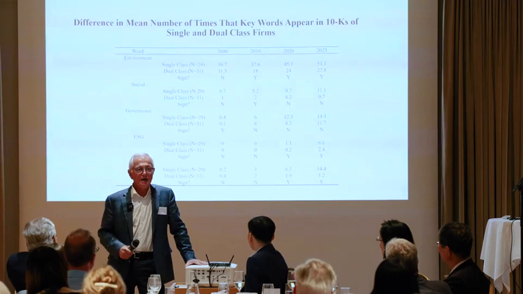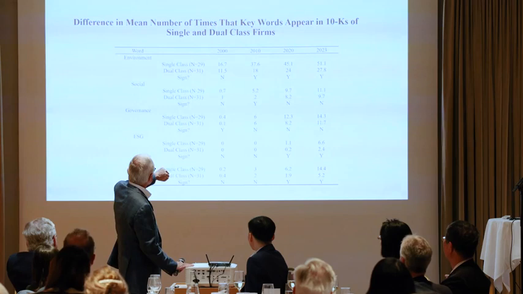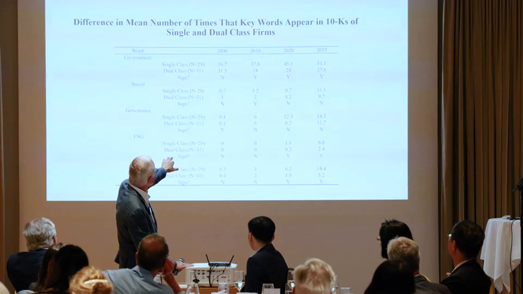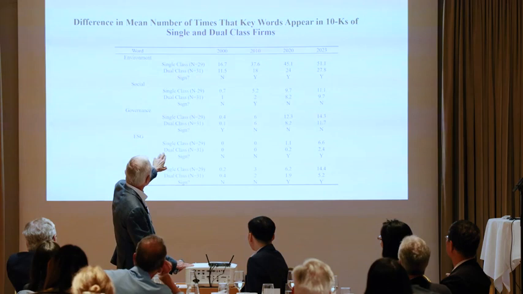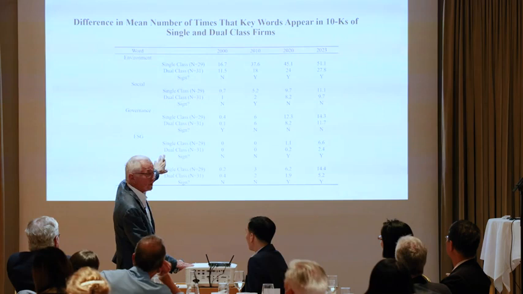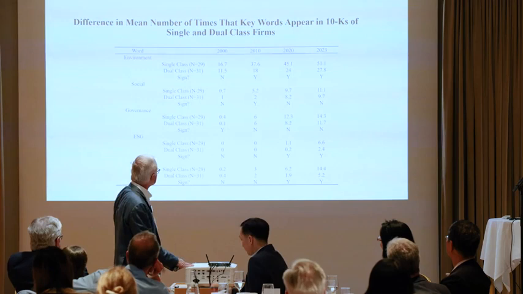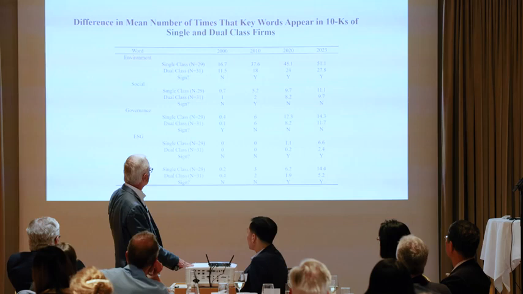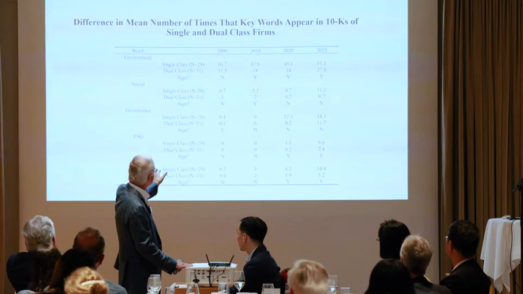And so what you'll see here is that if you go across the columns, you have different years, and you see that it grows for both the single class and the dual class. So the word environment went from 16.7 on average, but if you replicate this with medians, it looks very similar. It went from 16.7 to 37.6 to 45.1 to 51.1, so about a threefold increase over that period. Dual class went 11.5, 18, 24, 27.8, so it more than doubled.